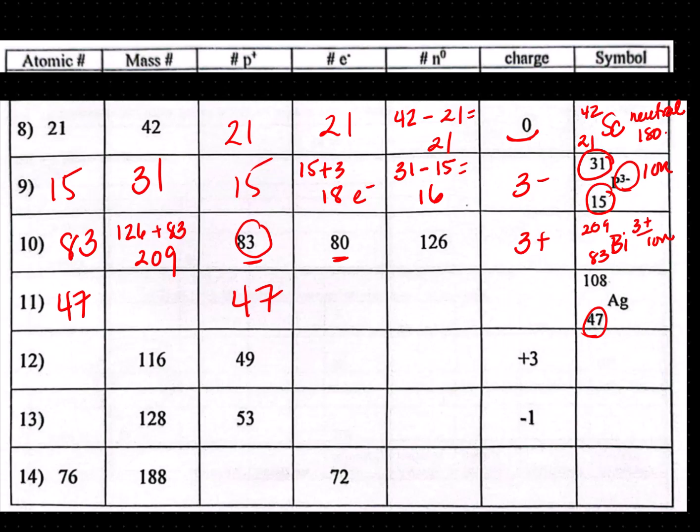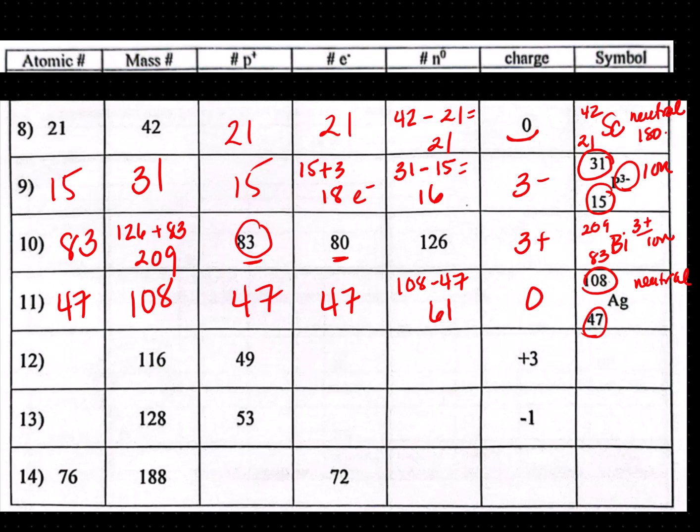Since no charge is given, the protons and the electrons are the same. The charge is 0. The mass number is given as 108 in the problem here. So the number of neutrons is the mass number minus the number of protons, and this will give you 61. This is a neutral atom, and it matches the periodic table, so it's just a neutral atom.